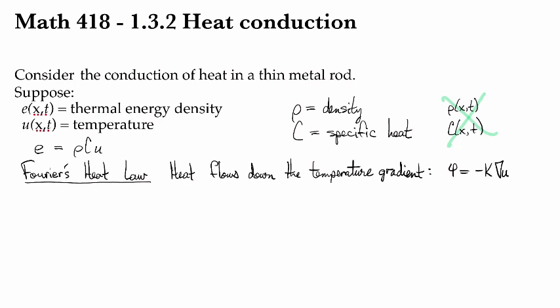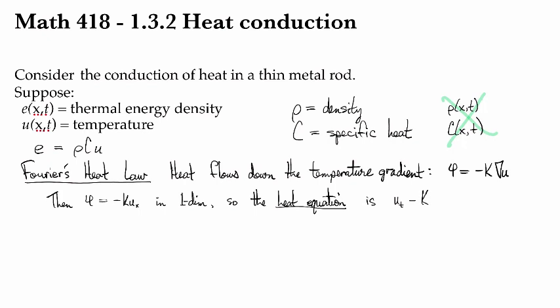So again, let's see. This means that flux looks like minus k u sub x in a one spatial dimension situation. So the heat equation, as it's called, is the time derivative of u minus k times the second space derivative of x is equal to 0.